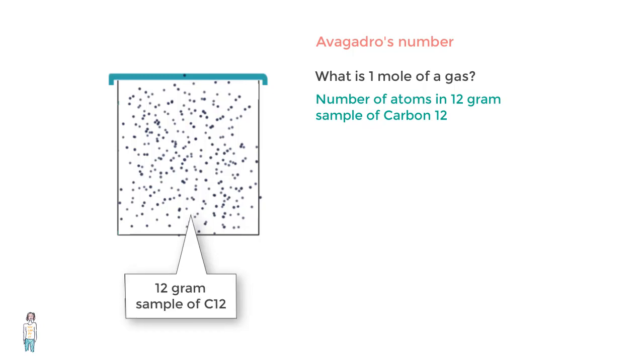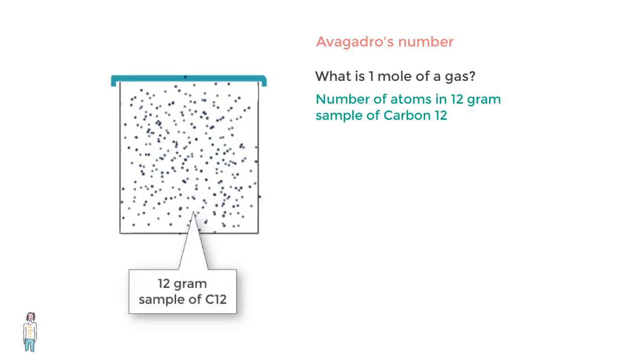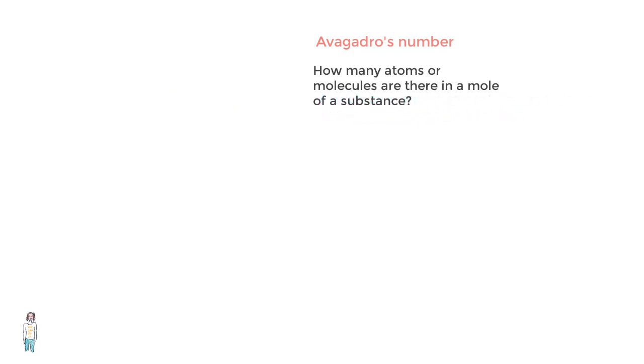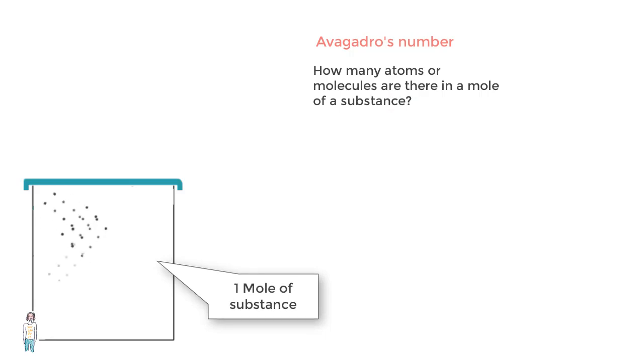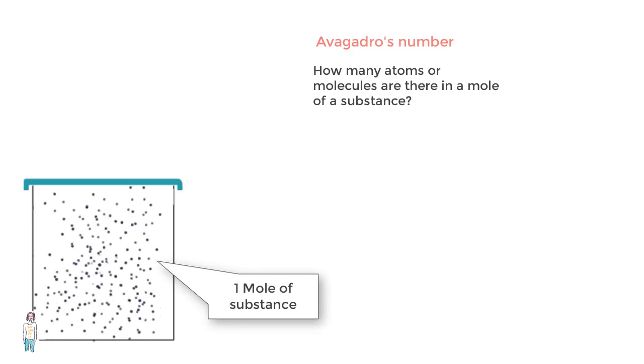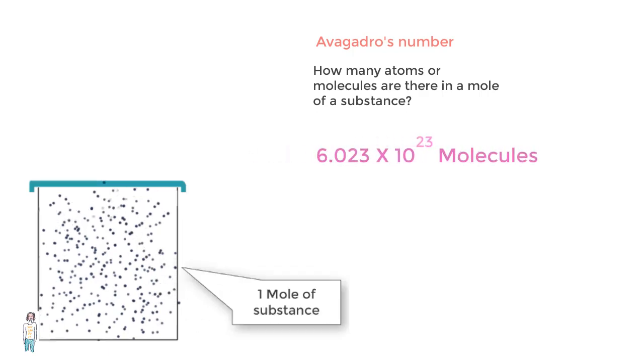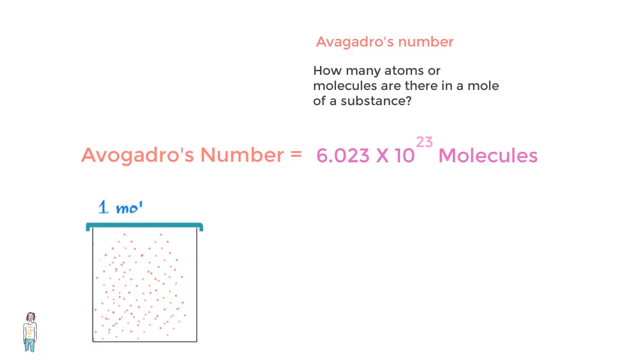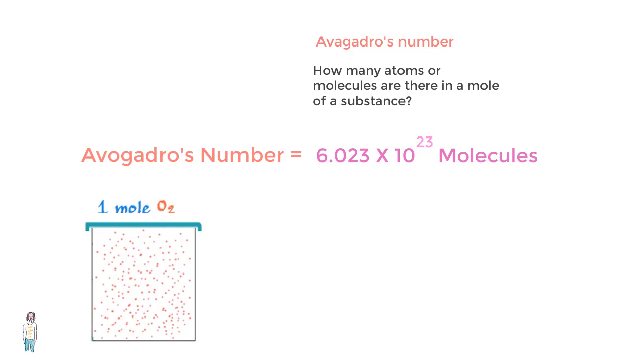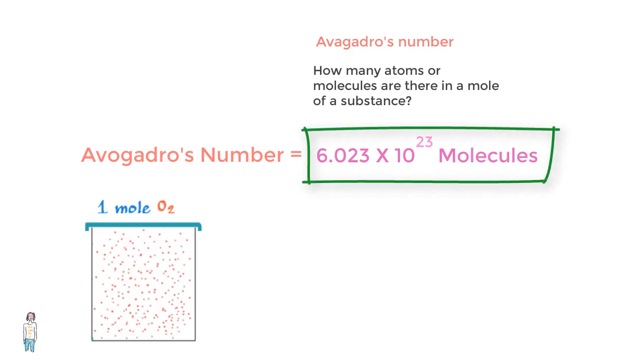So let us break it down in a more simple way. A more useful question to ask is, how many atoms or molecules are there in a mole of a substance? And the answer is that there are 6.02 into 10 to the power 23 atoms or molecules, and this is Avogadro's number. So if I give you 1 mole of oxygen in a jar and ask you how many molecules are there in this jar, you should quickly say that there are 6.02 into 10 to the power 23 molecules of oxygen in it.